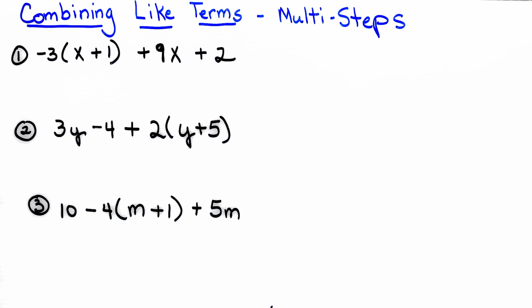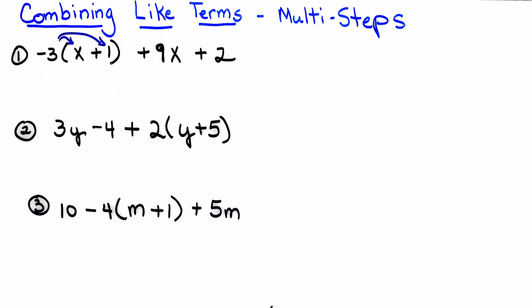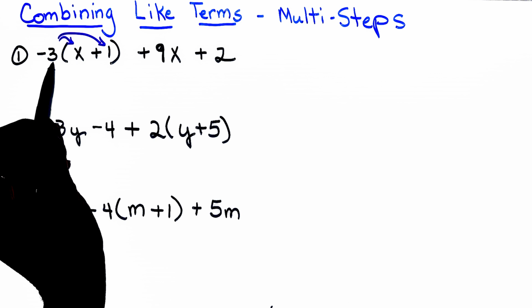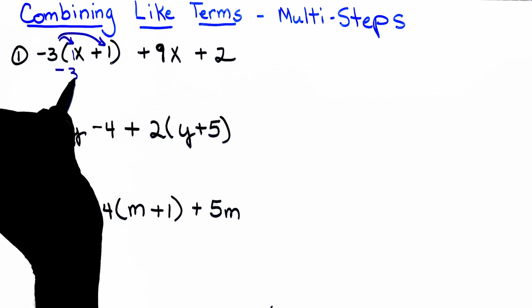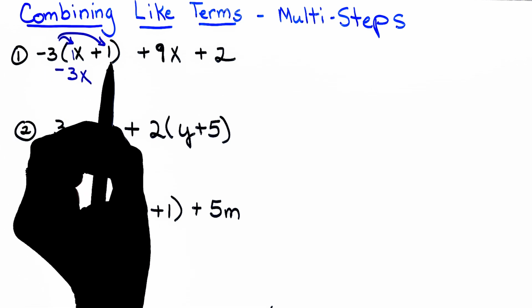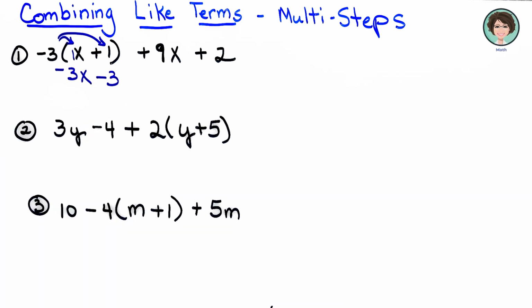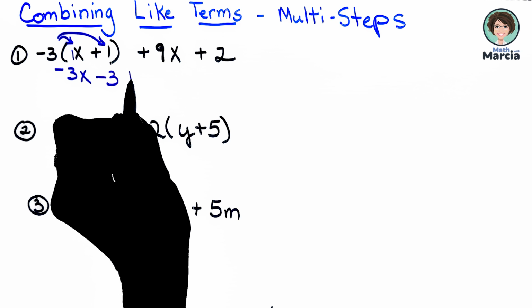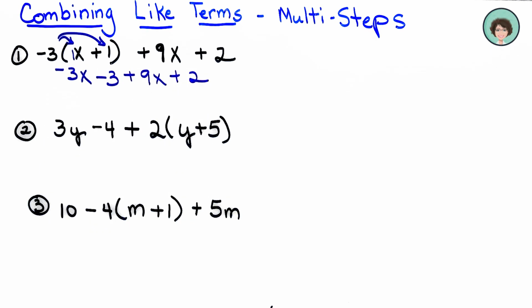You should know that by now you always need to start with the distributive property. So I am going to multiply a -3 times x. Remember, there's that understood 1. So it is a -3x. And I have a -3 times a positive 1, which is a -3. Now I am just going to copy the rest of my problem so that I have it all on one line and I can put together my like terms.